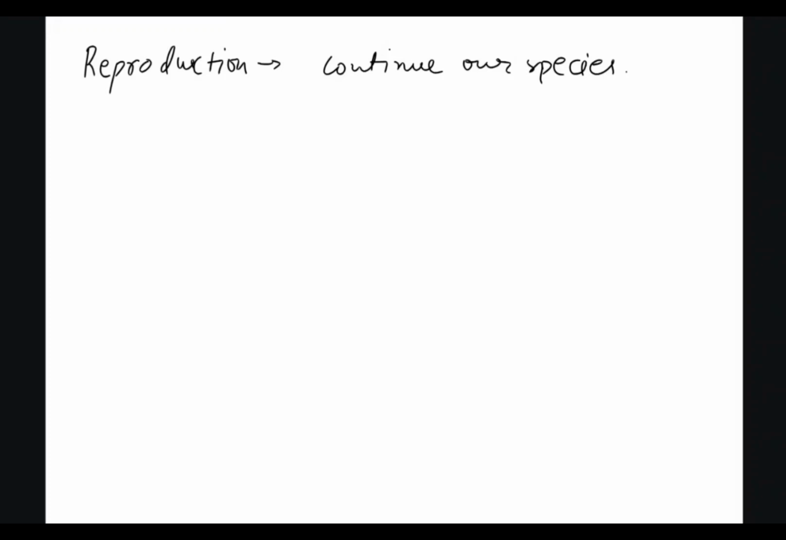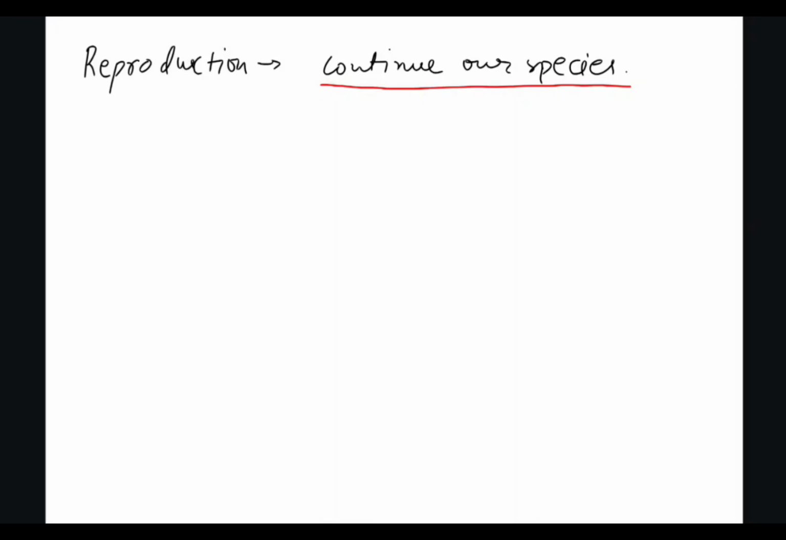So if I ask what you mean by reproduction, right? This is the thing that we are going to study. Some would say that it is a process which helps us to continue our species, right? Definitely it helps us continue with our species, because naturally and biologically, every single organism, be it plants or animals, has the only purpose to continue their species, to produce more and more offspring.